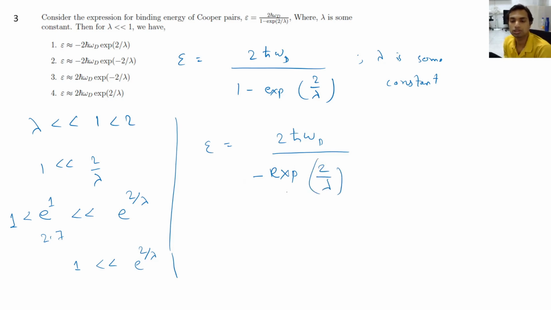Note that there is this minus sign which is really crucial. So what you have is minus 2 h bar omega d e to the power minus 2 over lambda, exponential of minus 2 over lambda. So your correct answer will have a minus 2 h bar omega d, and so this is your correct answer.